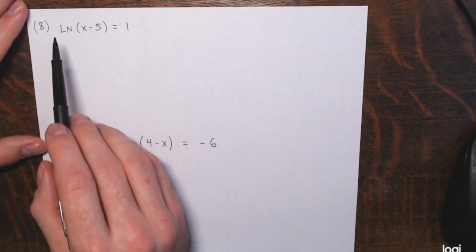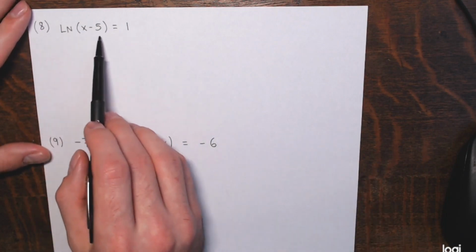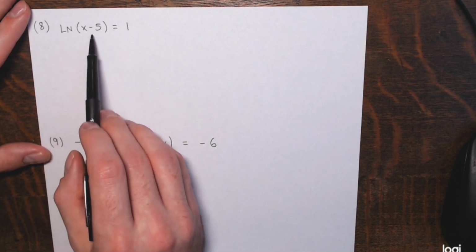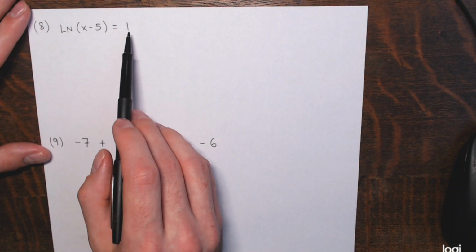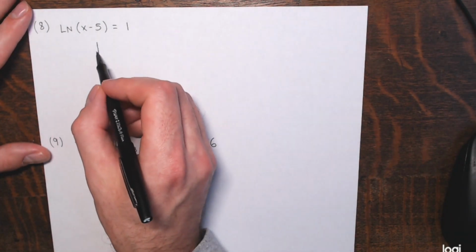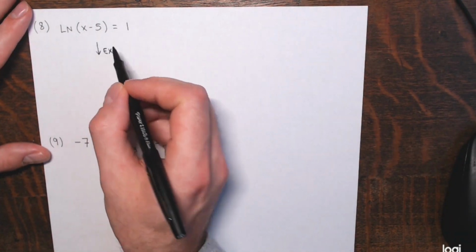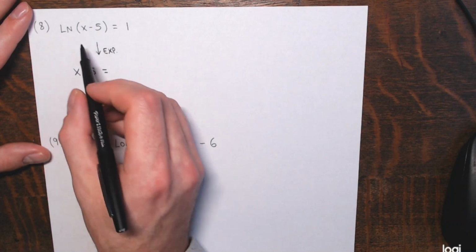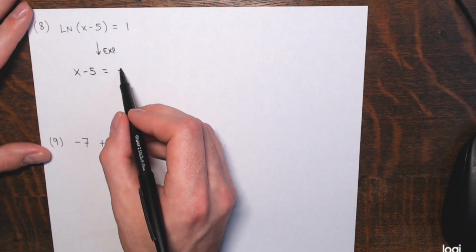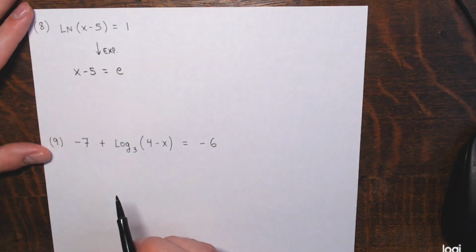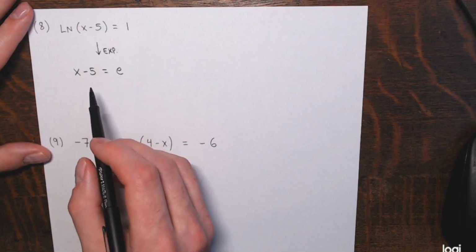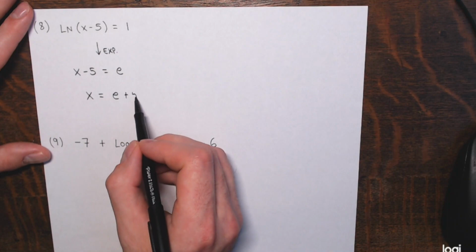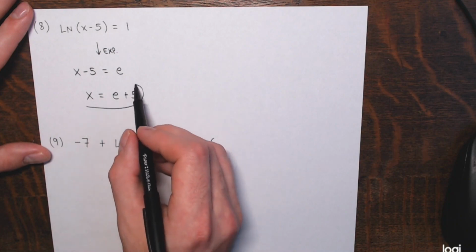Now example 8, it's already set up the way I want. The logarithm is alone. The log base e, natural log of x minus 5 equals a number, 1. So I'm going to change this to the equivalent exponential form. So x minus 5, right, must be equal to e to the first power, or just e. And then I would just add 5. So x equals e plus 5. And there's our solution. All right.